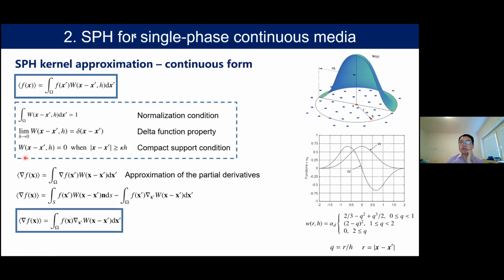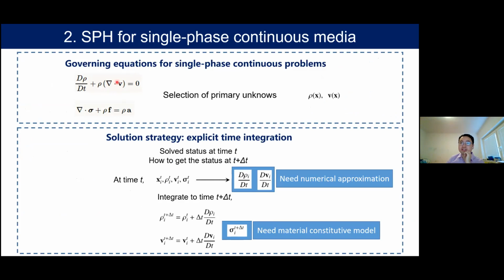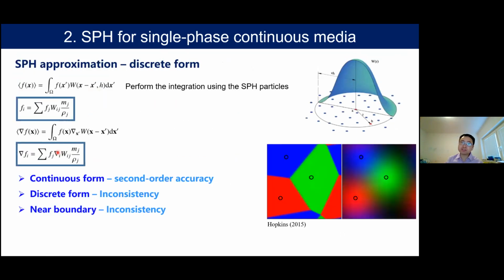Remember that here we need to evaluate the partial derivative of the velocity field and the stress field. And if you substitute the velocity and the stress here, you can get the partial derivatives. So in SPH, we have two forms of approximation. The first form is a continuous form. It is second order accurate. And the second form of the approximation is a summation, or called discrete form.